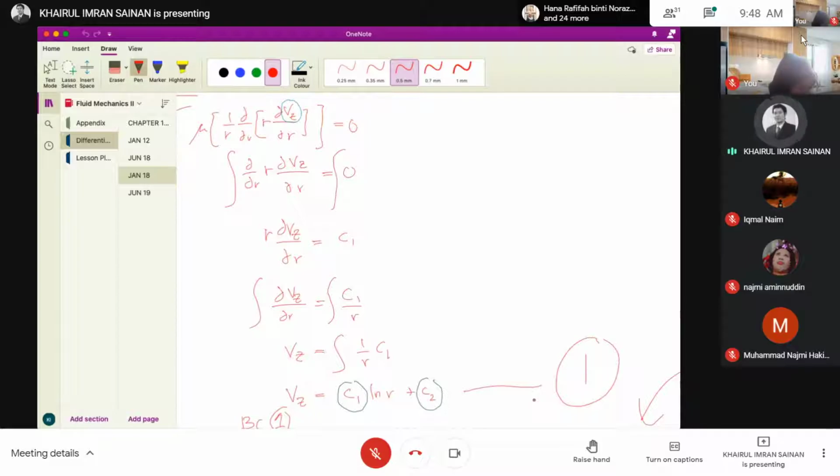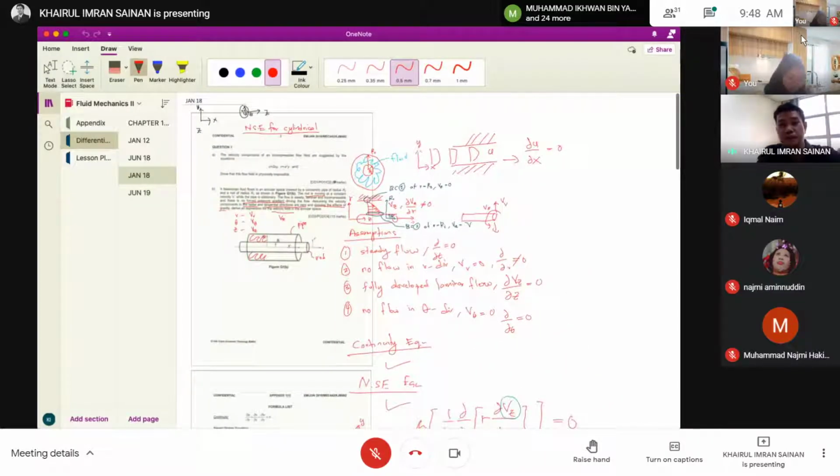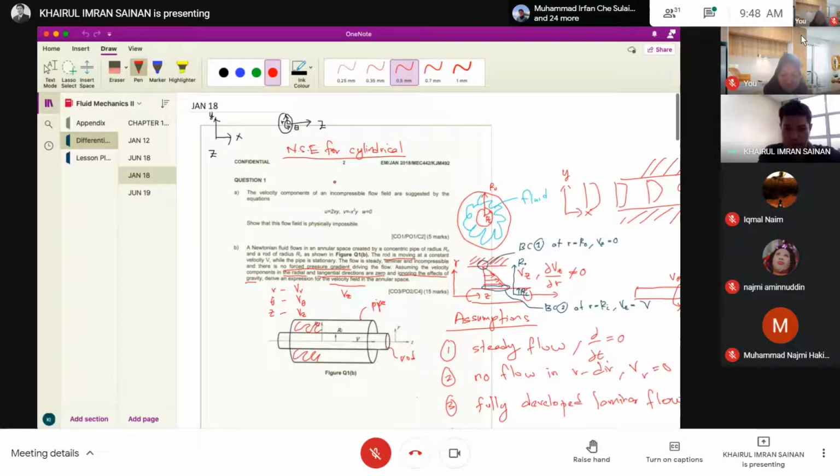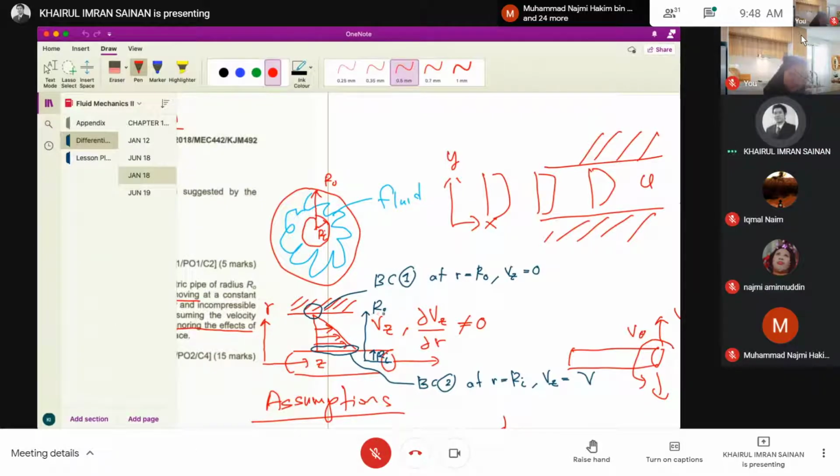Okay, so next we're going to apply boundary conditions BC1 and BC2. We take a look at this velocity profile. So BC1 I put at the top, BC2 at the bottom. The radius is R inner and R outer, starting from the center line to the first thickness, which is R inner, to the pipe thickness. So it's actually R outer.